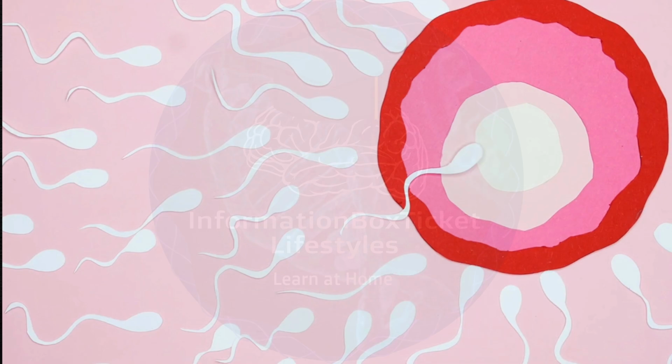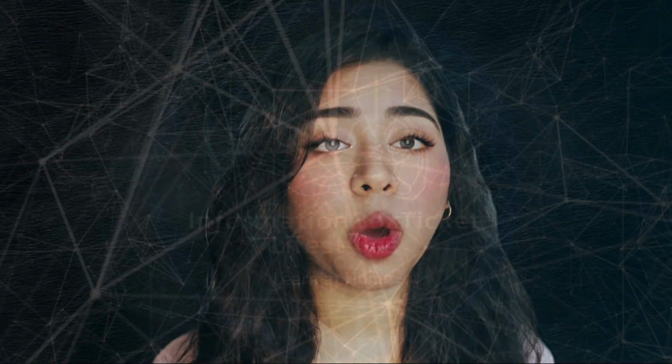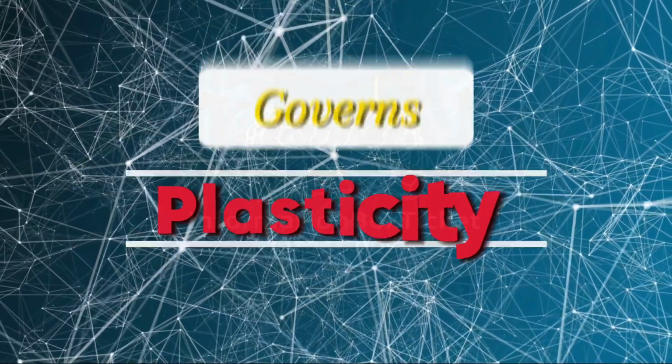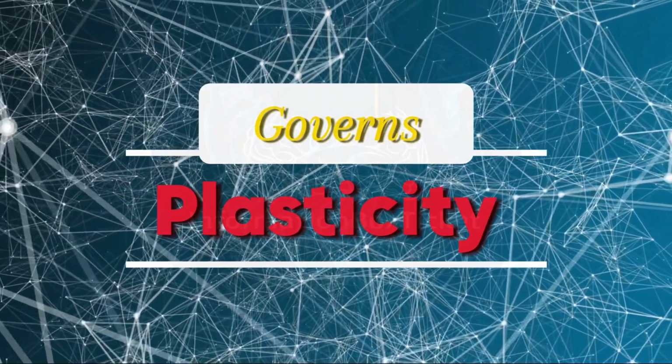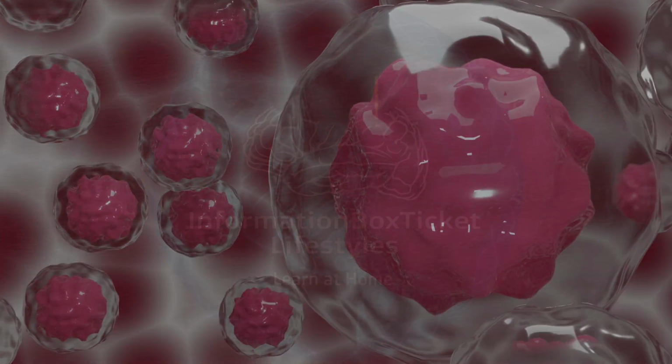After fertilization, the embryonic cells begin to divide rapidly, and during this period, transposable elements are reactivated. They become part of a complex network that governs cell plasticity, the ability of these cells to become any type of cell in the body.